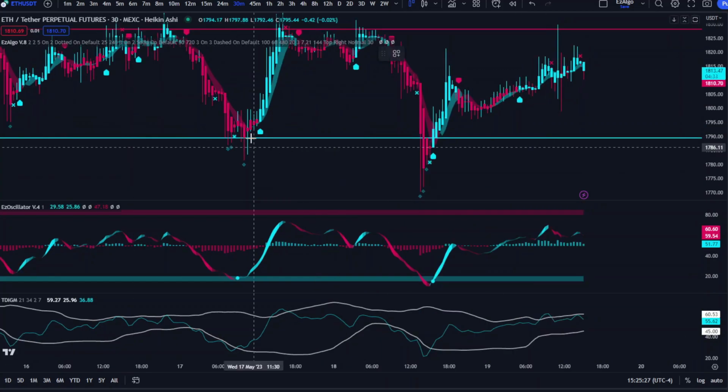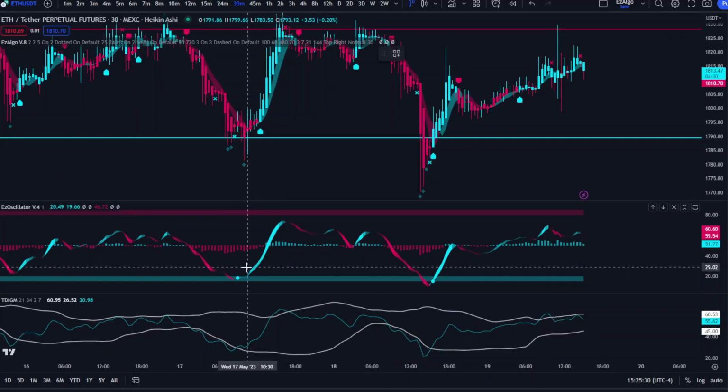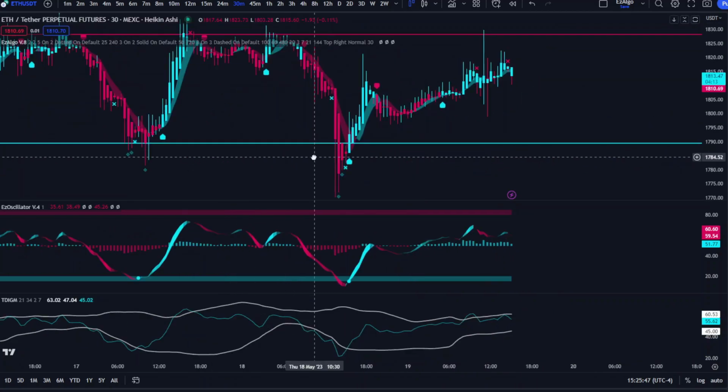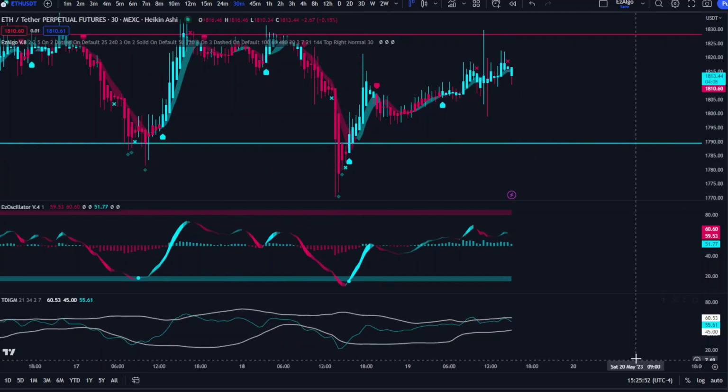You can see we're at a 4-hour support. We get that buy signal on the oscillator. You can see that the RSI is outside of the bands and it is curving back into the bands on this candle right here. Then we get that buy signal on Easy Algo. We're at that higher time frame support. We get the shark fin on the TDI.